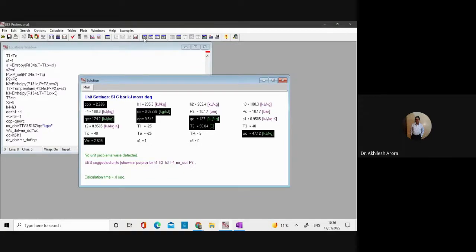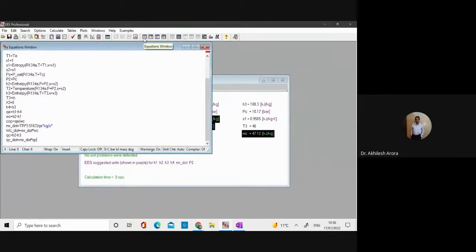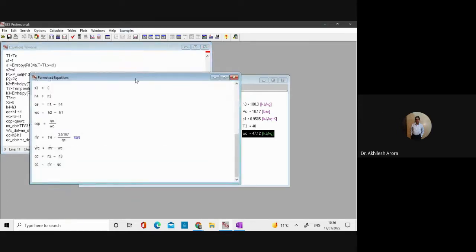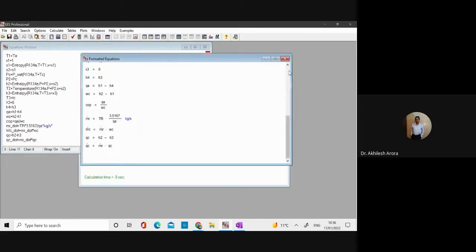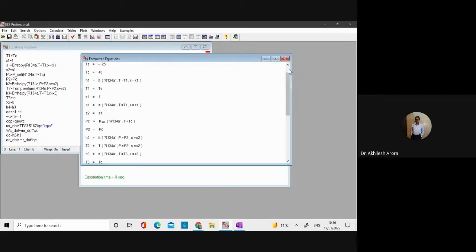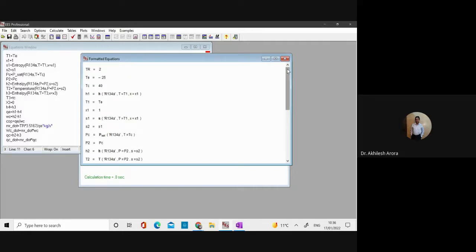You can see x is equal to y. The moment I press it, it is the equations window. Then I can press here, formatted equations. Now you see it here. What do you find? You can see all the equations written in a proper way, in a very beautiful way, with some space in between them. If you have to find any mistake in your program, you can always go to the formatted equations.